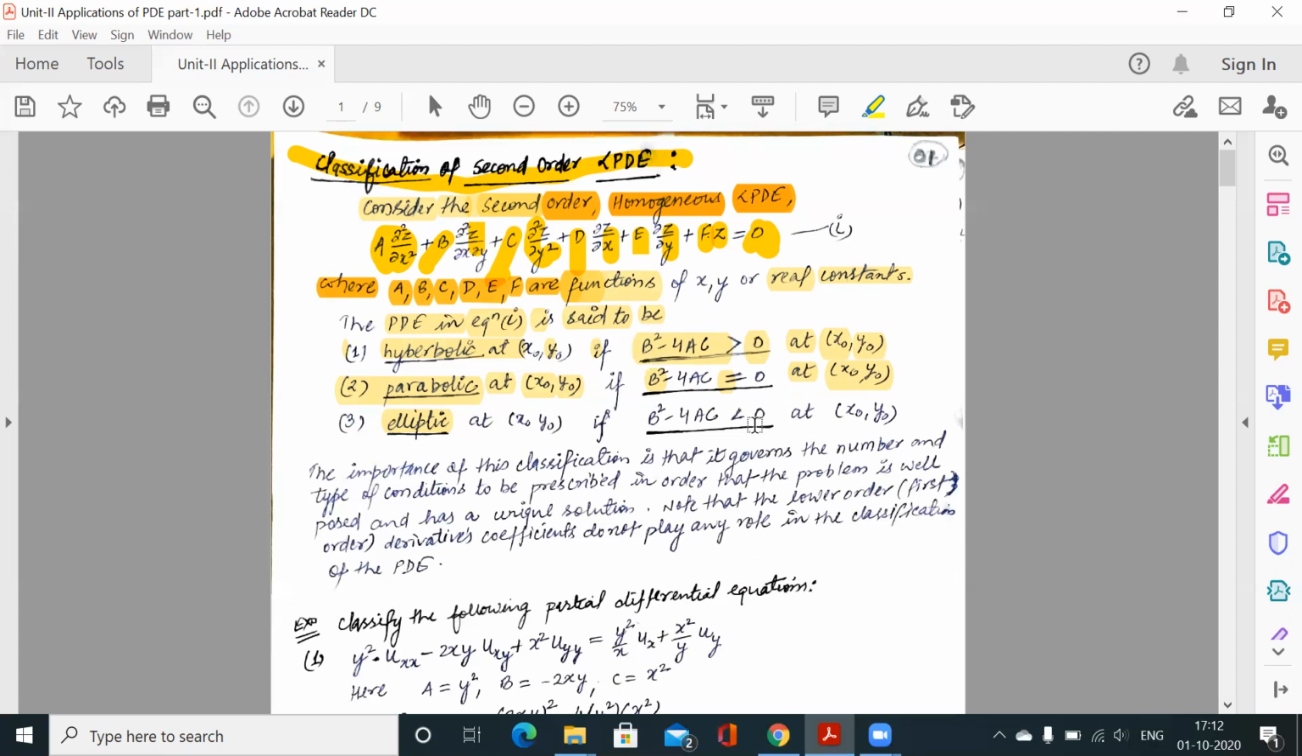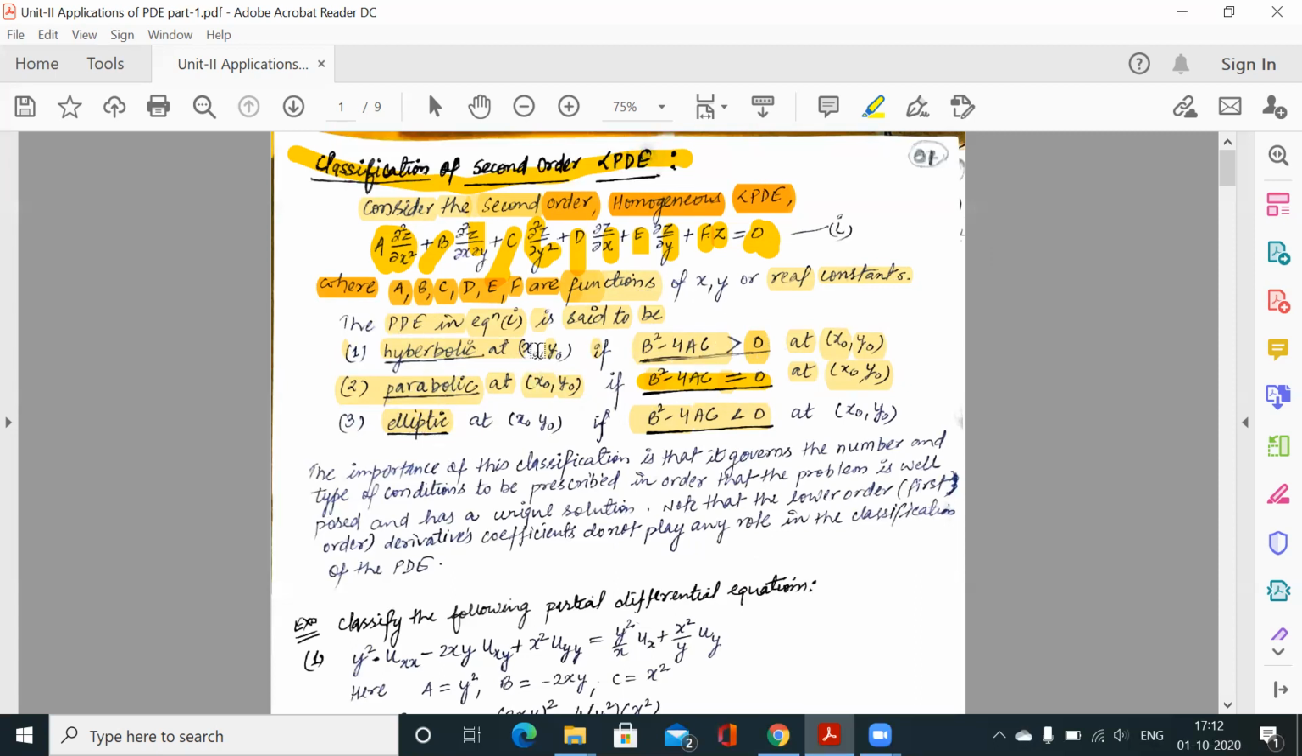So based on these three categories, if b square minus 4ac is greater than 0, then it is hyperbolic. If it is equal to 0, then the given partial differential equation is parabolic. And if b square minus 4ac is less than 0, that is negative, then the given partial differential equation is elliptic. Okay, so you have to calculate this combination only, b square minus 4ac. It is positive or negative or 0. Based on this, we will decide whether our partial differential equation is hyperbolic or parabolic or elliptic.